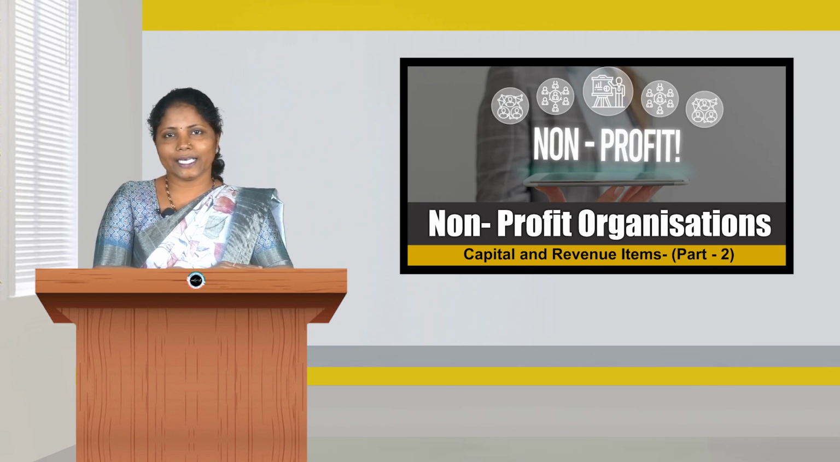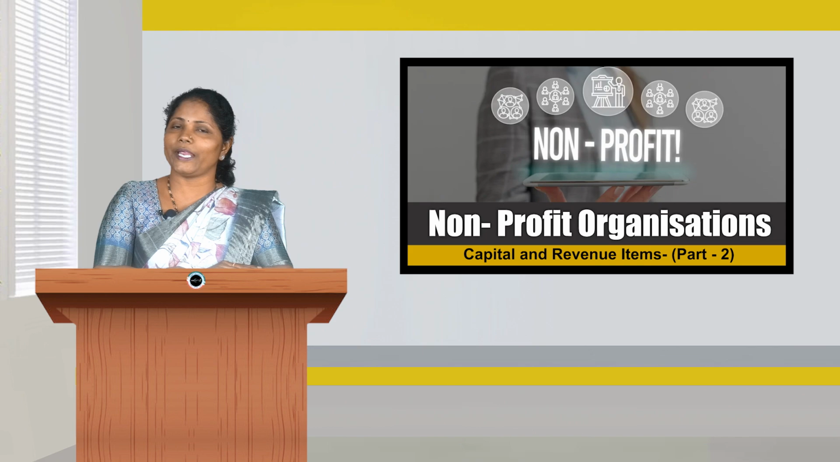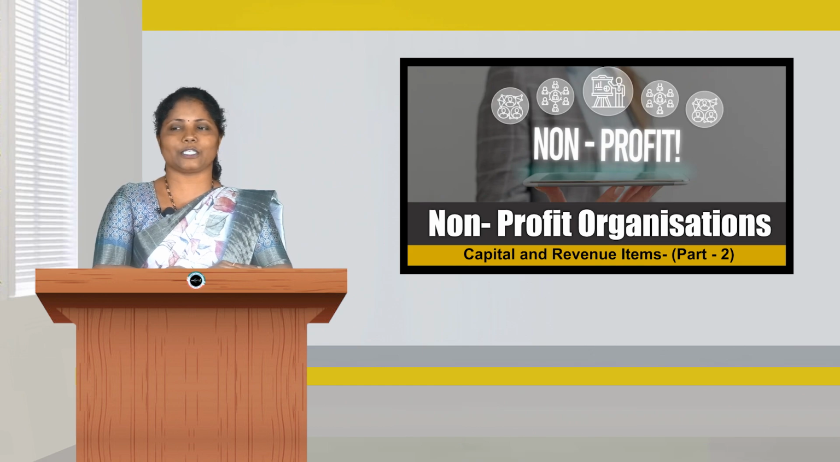Then the second example is cost of additions or extensions to the existing fixed assets. Any cost incurred for extension of the lands or any additions to the machinery, etc. are the examples for capital expenditure. The next is any expenditure incurred in connection with the acquisition or purchase of fixed assets. For example, legal expenses incurred on acquisition of land or the brokerage paid by a company while investing in the shares are examples for capital expenditure.